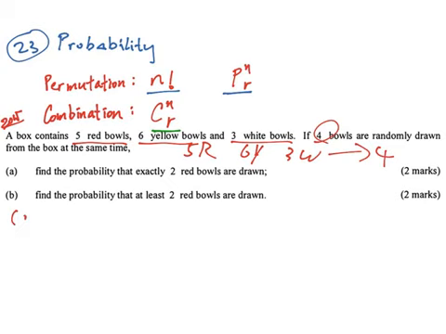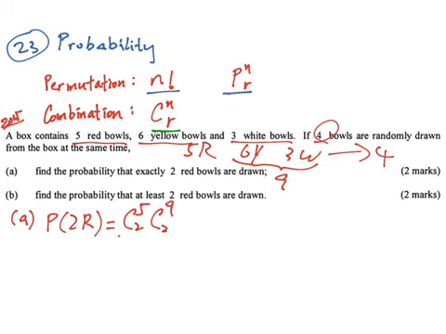For part A, exactly 2 red balls. So we'll consider the yellow and white balls as the non-red balls, so they are 9. So exactly 2 red balls, we'll select 2 from 5, so 5C2. And then because we'll select 4 in total, that means we'll select 2 from 9. Then over the total is 14C4.